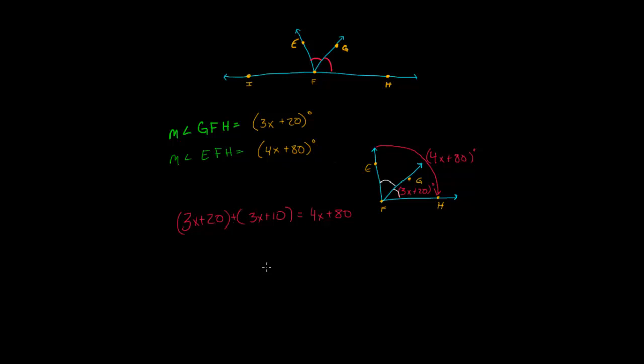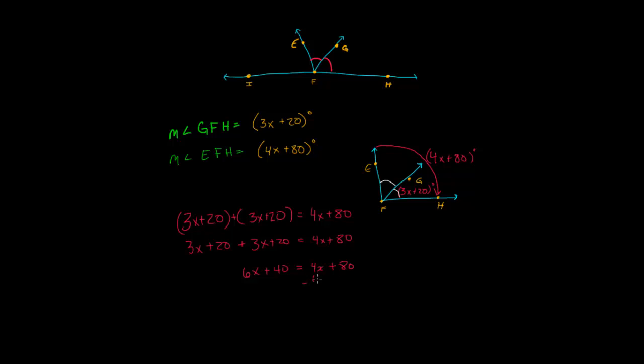I forgot my addition symbol there. I'm going to take these out of parentheses and work it accordingly. We have 3x plus 20 plus another 3x plus 20 equals 4x plus 80. Combine like terms: 6x plus 40 equals 4x plus 80.